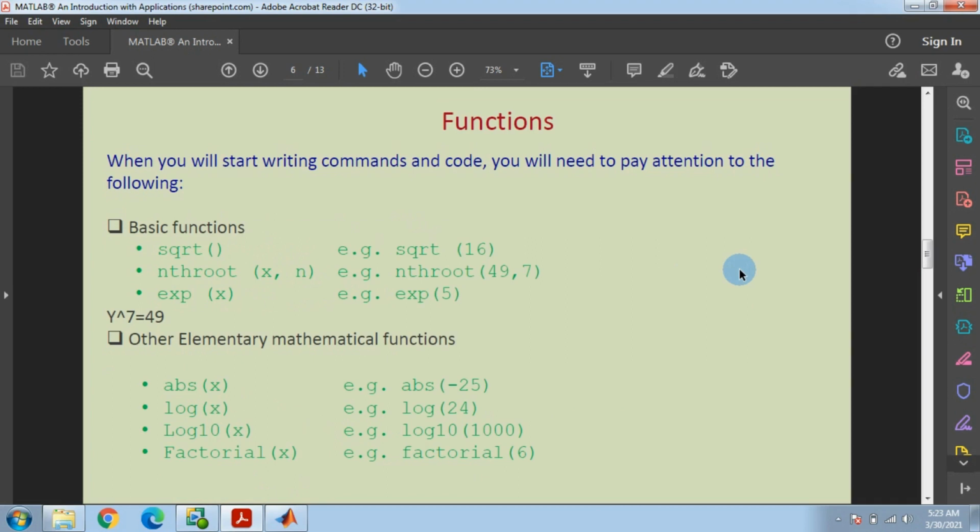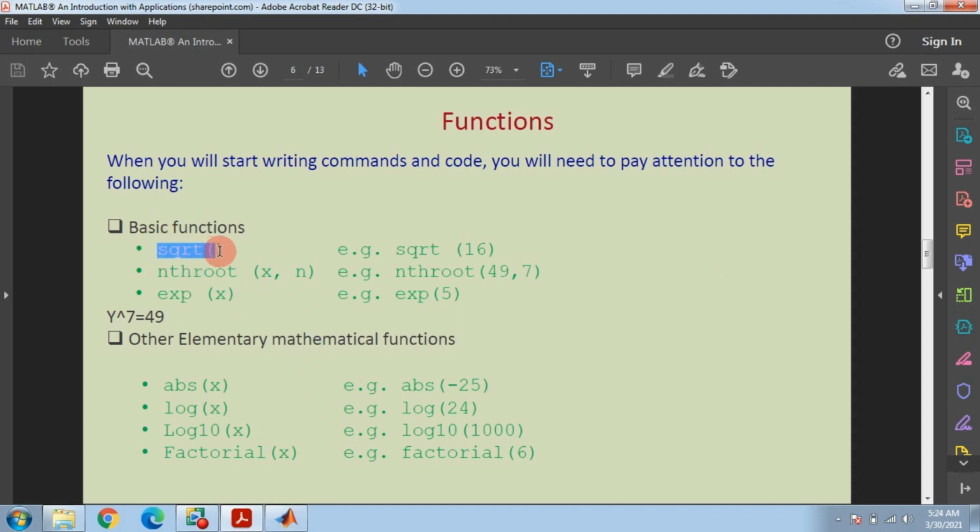Next comes the function. So functions are built-in commands that are used for performing different mathematical and other such operations. So some basic functions are being presented in this slide. We'll be testing them in the Matlab environment also.